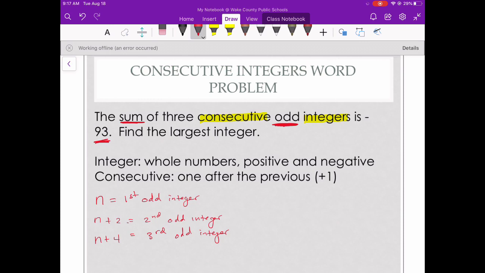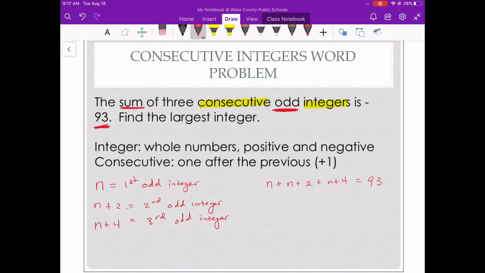All right, now it's time to make our equation. We're going to add these up because, again, they said sum. So the sum of 3 consecutive odd integers is 93. That's our equation right there. Now we're just back to the previous few days of solving equations. We're going to simplify on the left side and combine like terms: 1n, 2n, 3n, and then 2 plus 4 is 6, equals 93.